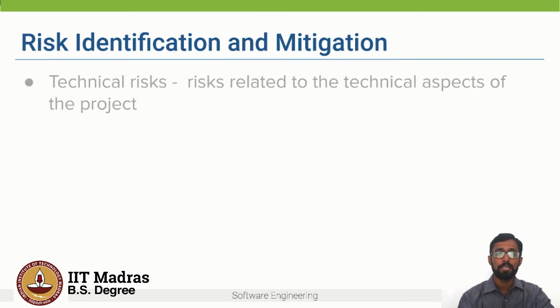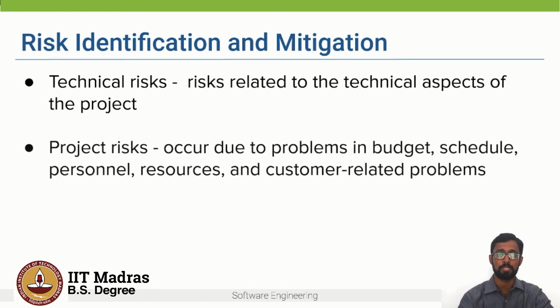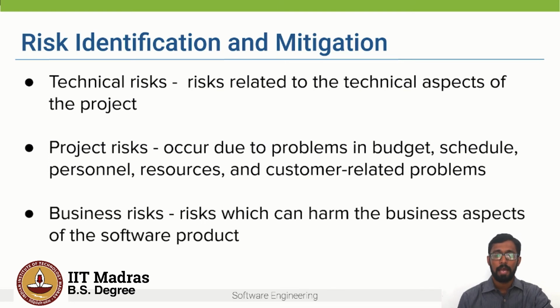So to summarize, we looked at several types of risks and how to mitigate them. We looked at technical risks, which are risks related to the technical aspects of the project. Then there are project risks which occur due to the non-technical aspects like budget, scheduling, and other factors. And business risks are risks which can harm the business aspects of the software product.